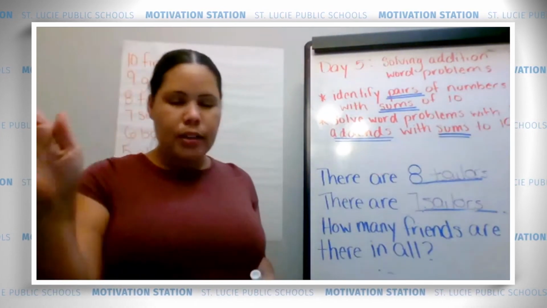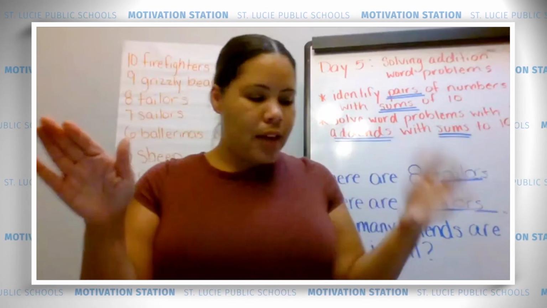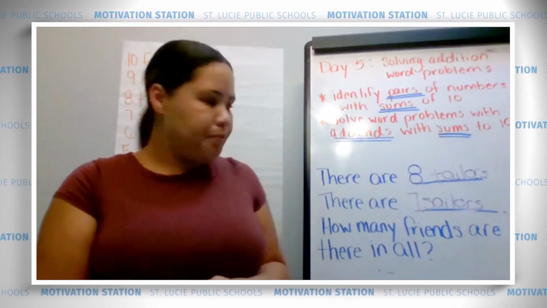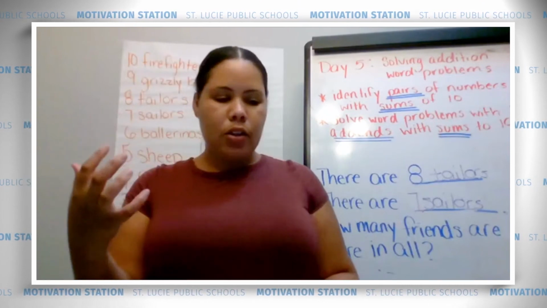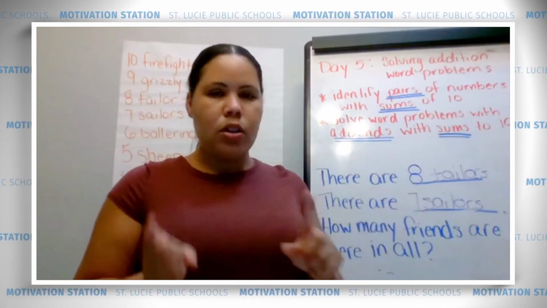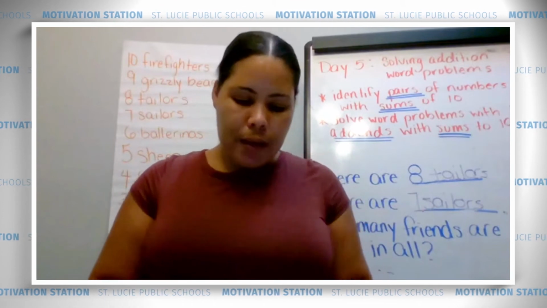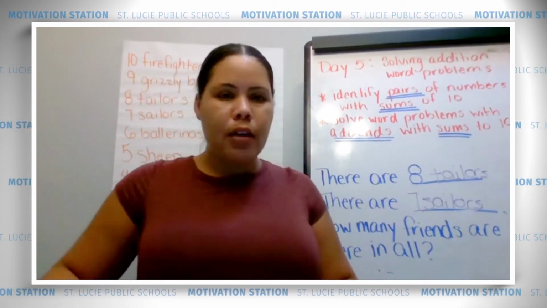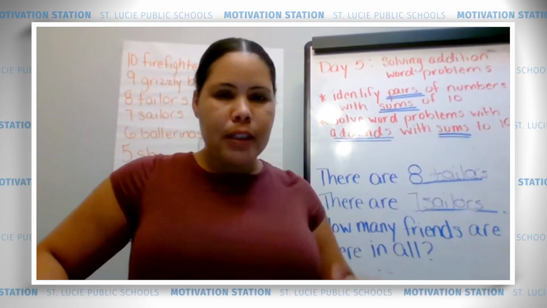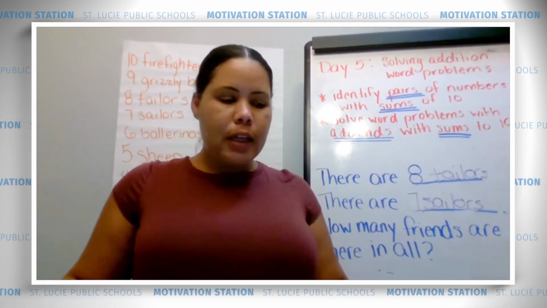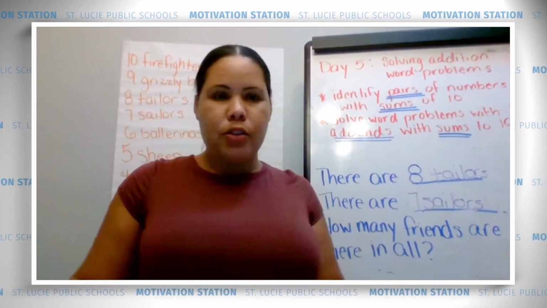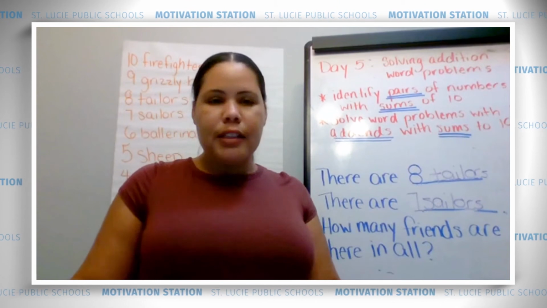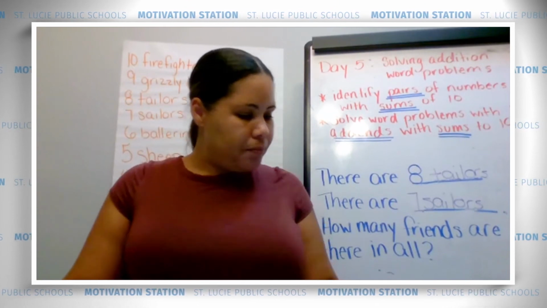Are you visualizing your 8 tailors on this side? 7 sailors. How many friends are there in all? 8 tailors, 7 sailors. Are you in your M tools yet? If you are, start to plug in the tiles that represent these numbers and see if you can solve it before I do on my 10 frame. 8 tailors and 7 sailors.